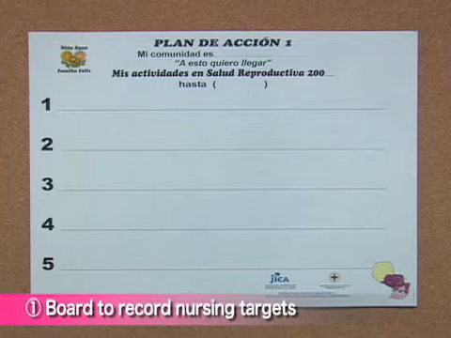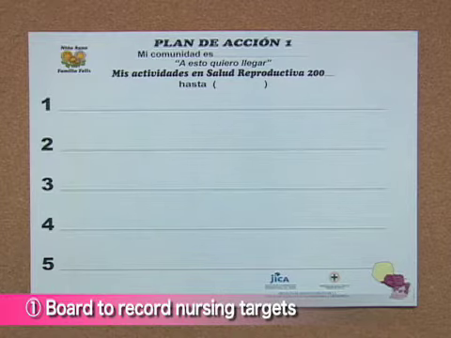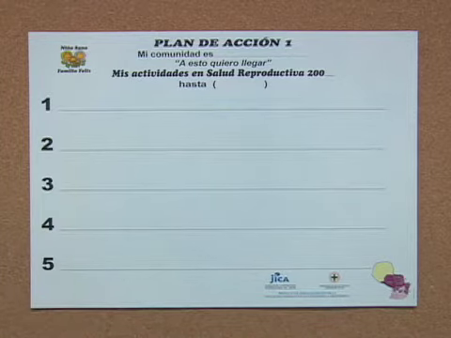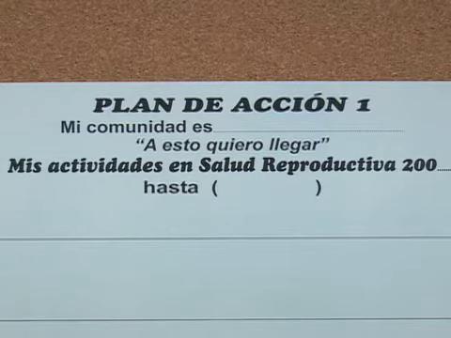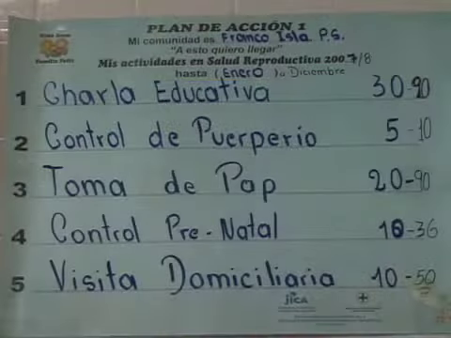Nurses and midwives in each district are expected to fill out a board on which they list their goals for their community. The name of the community to be taken in charge, and the time target set to achieve results in the reproductive health domain should be shown on this board.